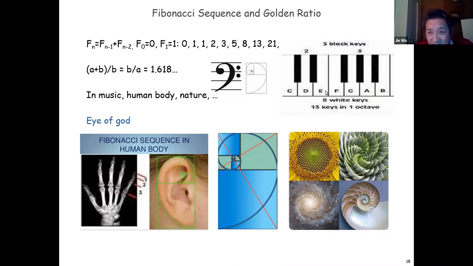So one octave has two black keys, three black keys, total five black keys, then eight white keys. Together that is 13 keys. So all this is a perfect Fibonacci number. So Western music is based on, you can say, the Fibonacci sequence. There are more, but I'm not going to say too much about that. But I want to give you something really fun.